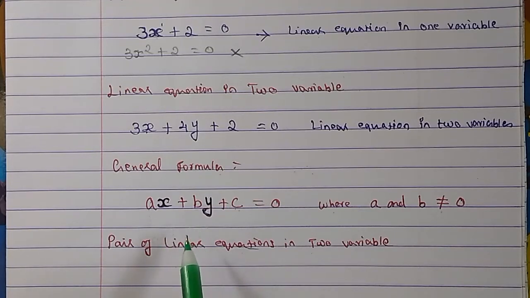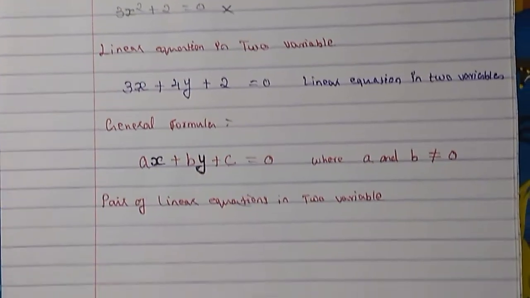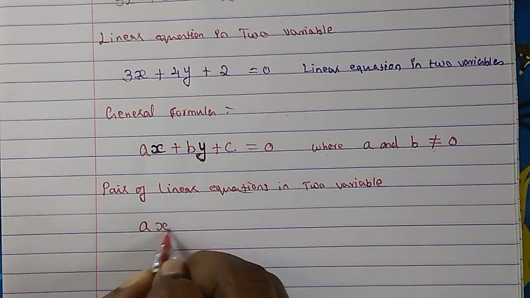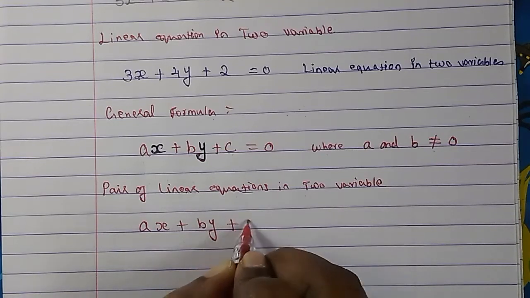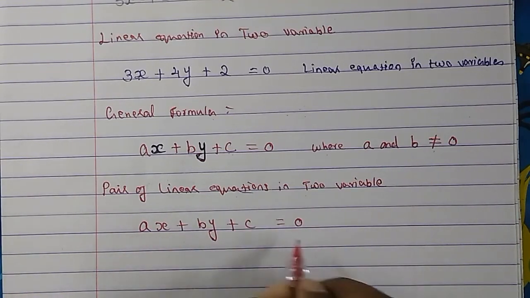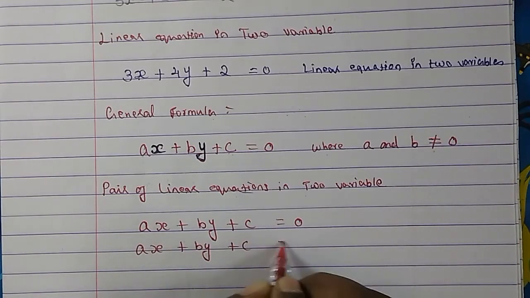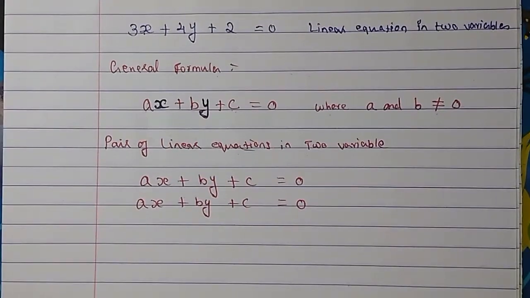Two. Normally we say a pair of shoes, a pair of dresses, anything pair. Pair means a pair of earrings. So pair means one more should be there. So then it becomes a pair of linear equations in two variables. So two you have to write like this. Twice you have to write. So we can write like this: ax plus by plus c equal to 0. This is 1. Again one more, ax plus by plus c equal to 0. This becomes a pair. Now how to distinguish?